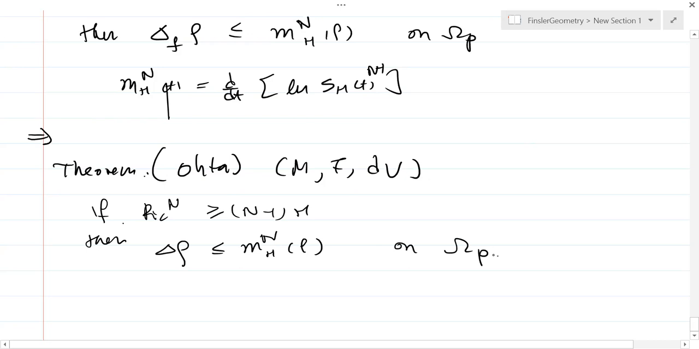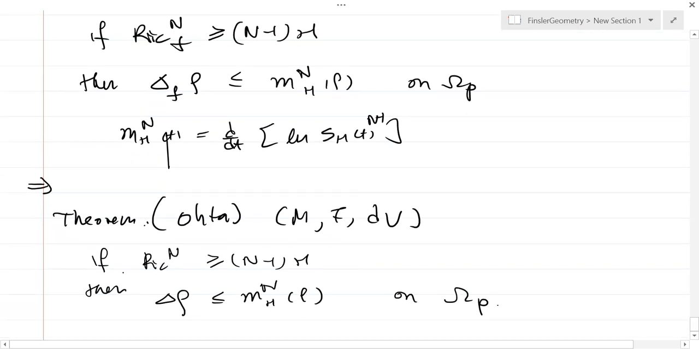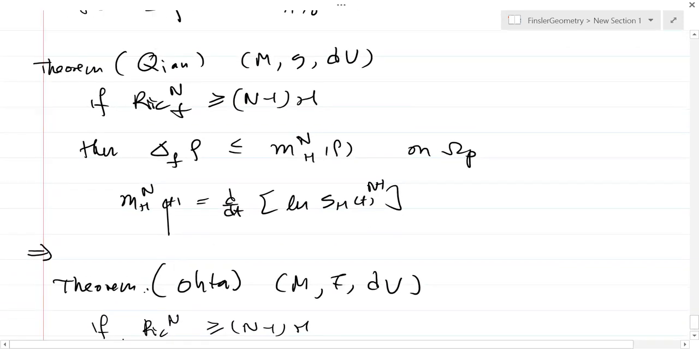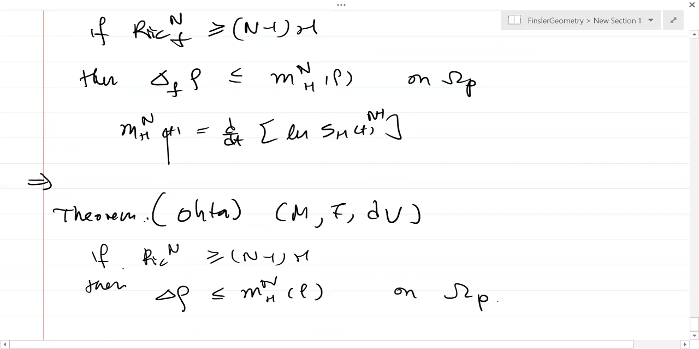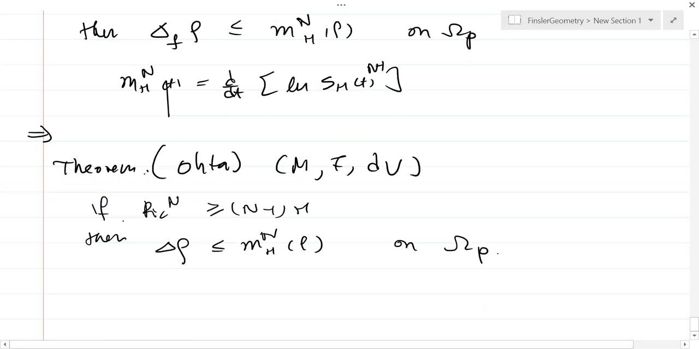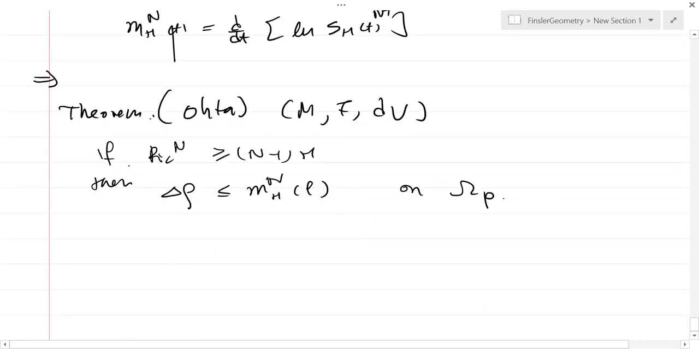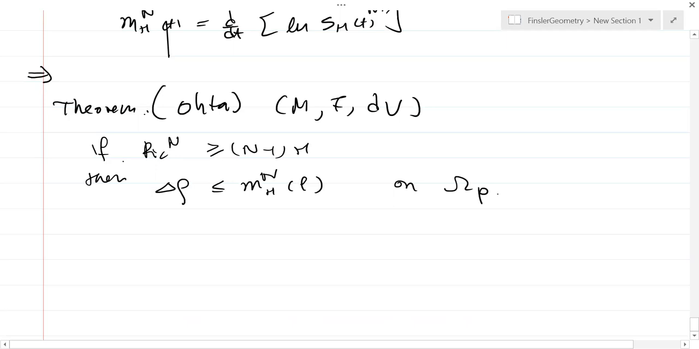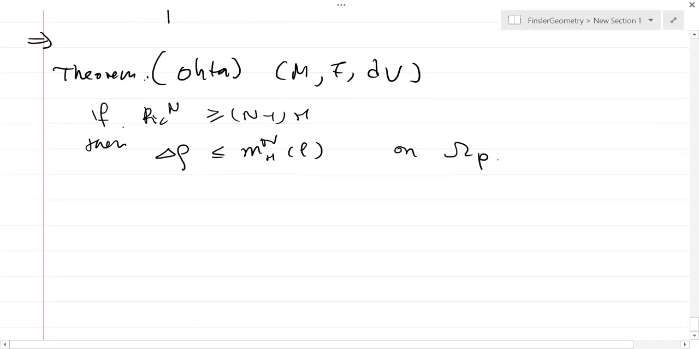And I should have said that in the special case when F is Riemannian, you can get Chen's result. From Chen's result, you can get Ohta's, as long as you build this bridge between the Riemannian geometry and the Finsler geometry. Now, you can use that to get estimates on the volume. The idea is simple: how to use the above estimates on the Laplacian to get the volume estimate.